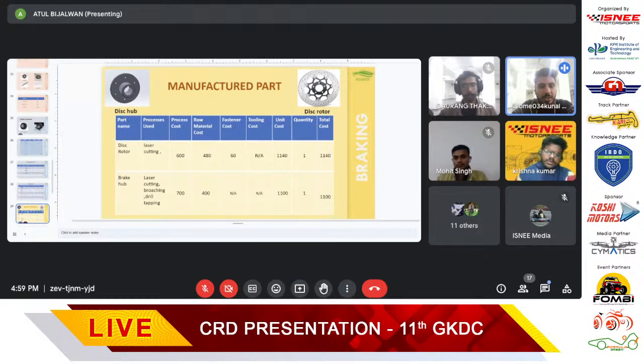The second component that we manufactured was the brake hub. The processes used in manufacturing the brake hub were laser cutting, broaching, and drill tapping, and the process cost was 700 rupees. The raw material cost was about 400 rupees, the raw material used was SS410, and the total cost of manufacturing the brake hub was 1,100 rupees.